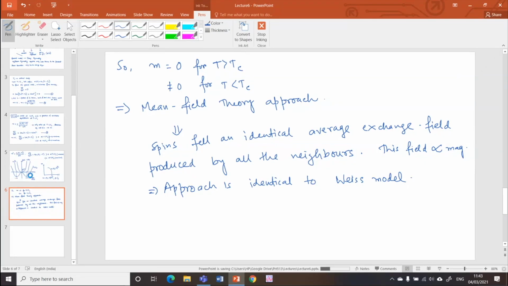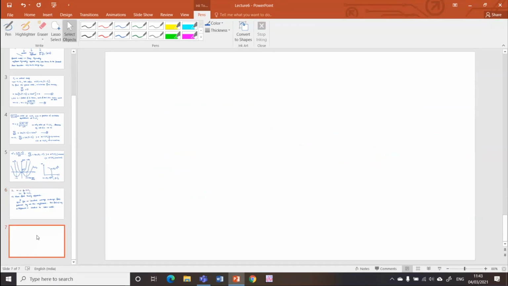Now as you see, if T is less than Tc, then M equal to 0 is an unstable solution.